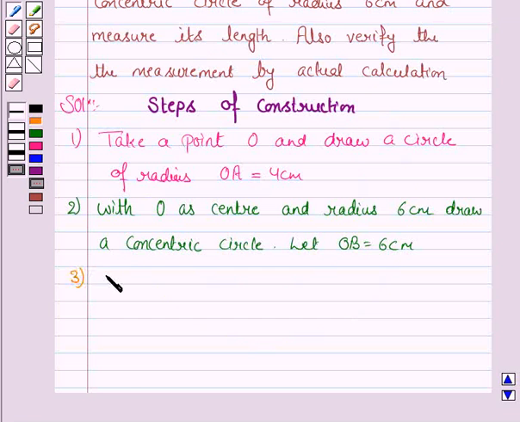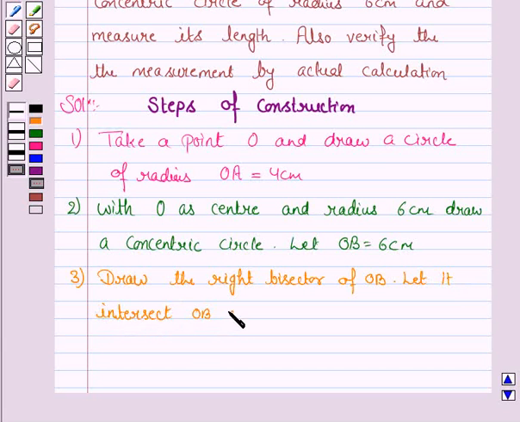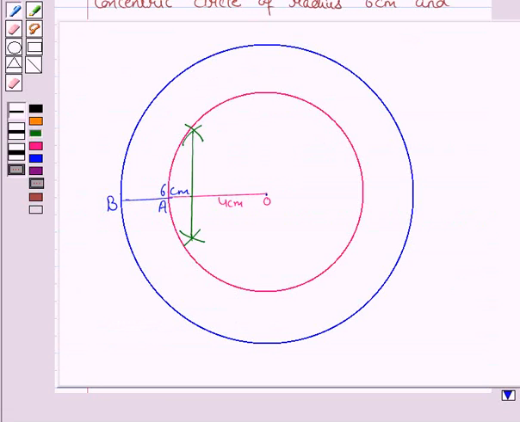Now the third step is draw the right bisector of OB and let it intersect OB at C. So we have drawn the right bisector of OB and it intersects OB at C.